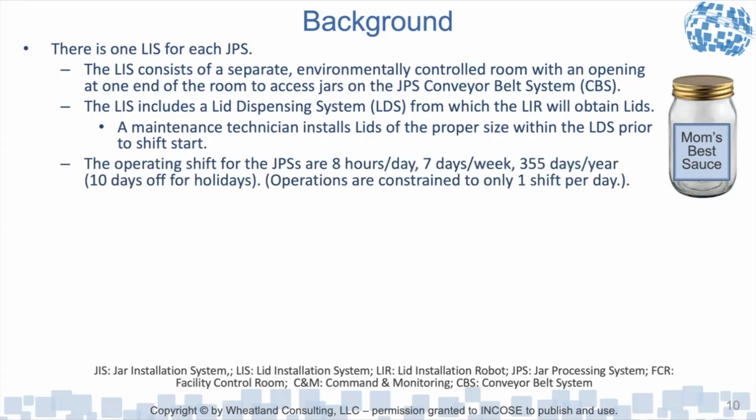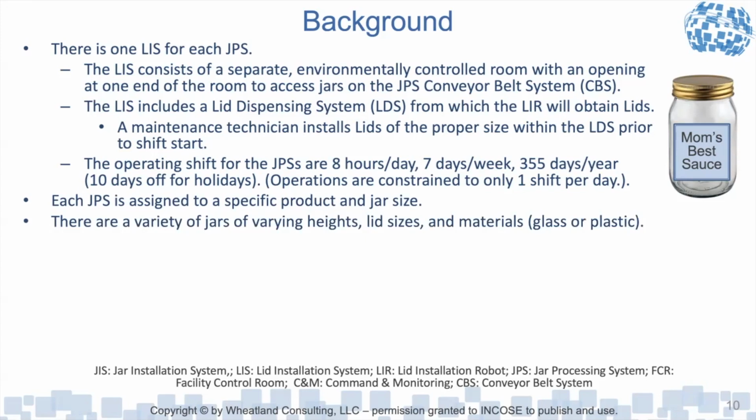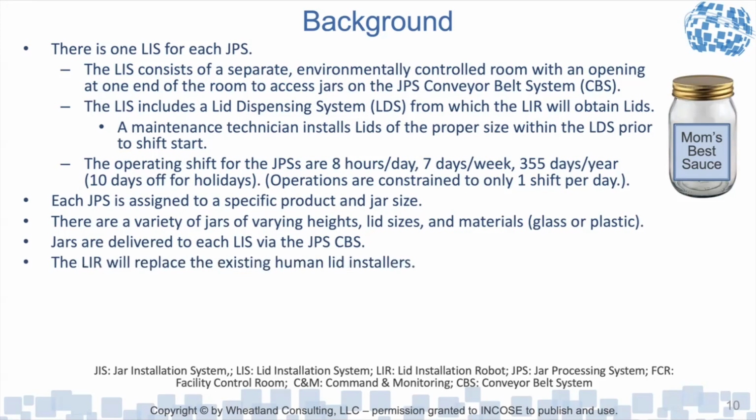The operating shift for the JPS is 8 hours a day, 7 days a week, 355 days a year. There's 10 days off for holidays, and operations are constrained to only that single shift. Each of the jar processing systems is assigned to a specific product and jar size. There are a variety of jars of varying heights, lid sizes, and materials that the lid installation robot needs to be able to accommodate. Jars are delivered to each of the lid installation systems via the JPS conveyor belt system.